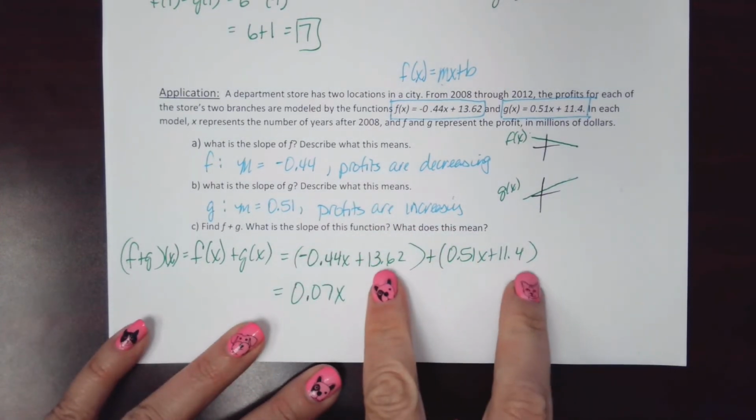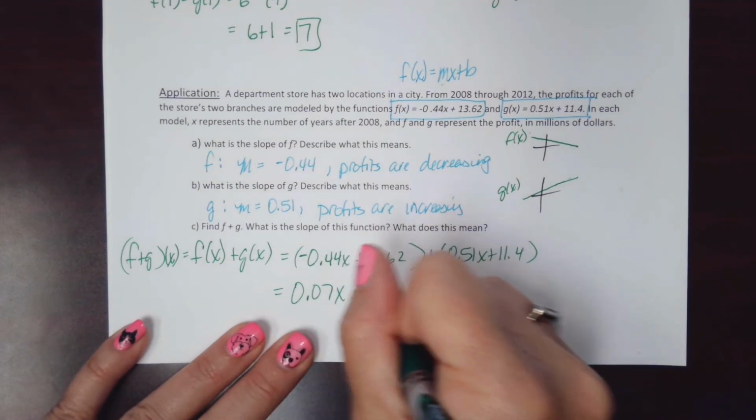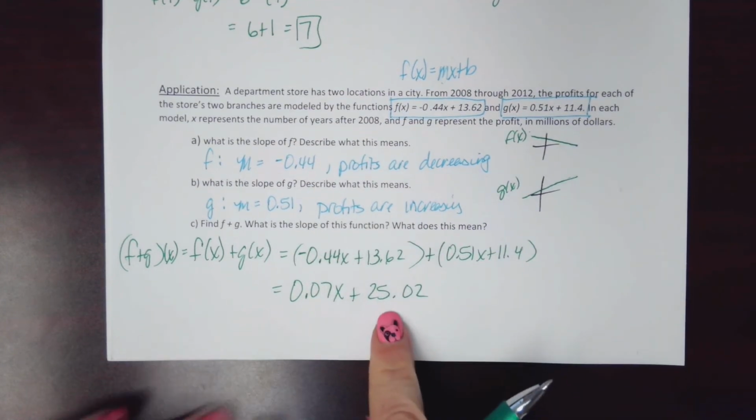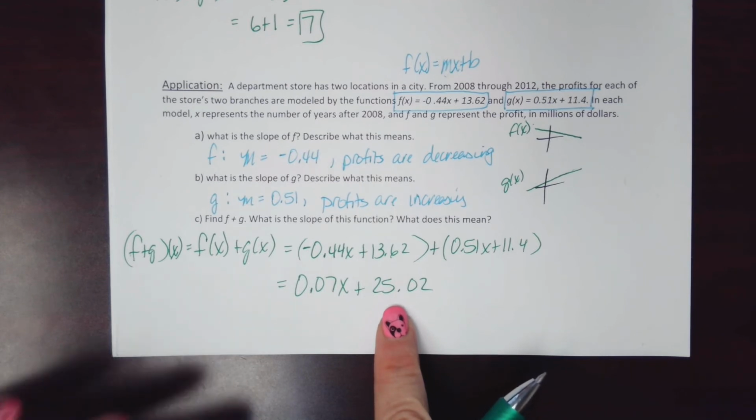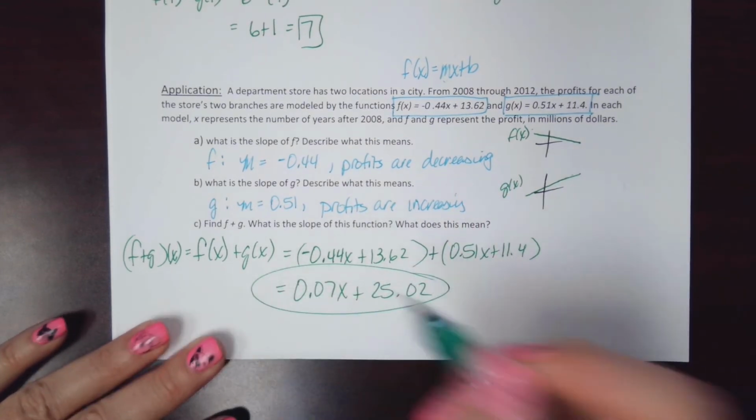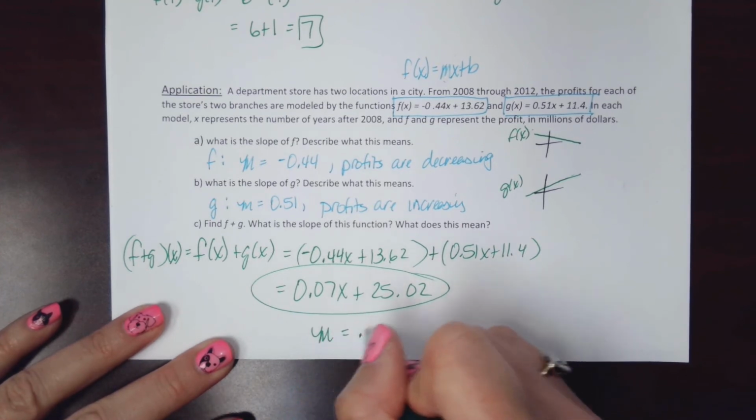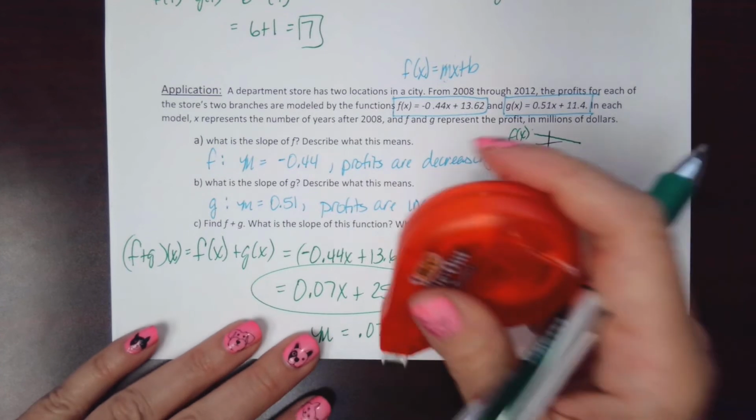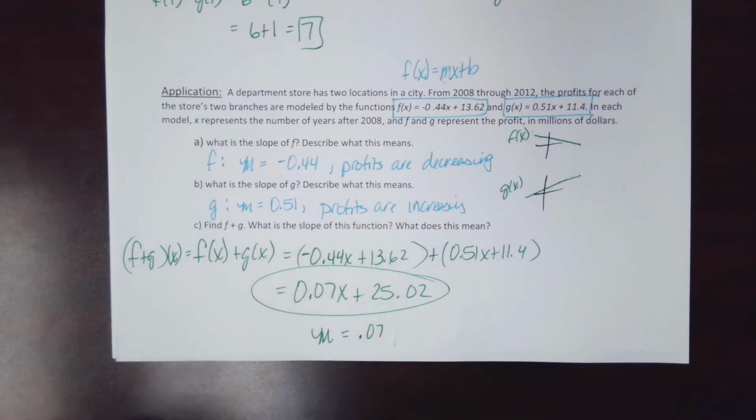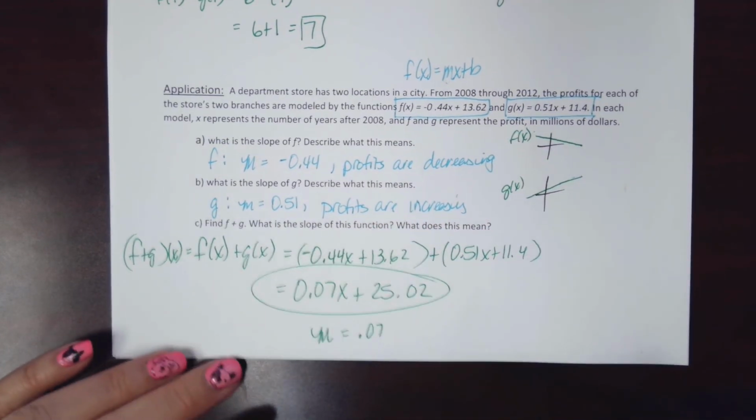And then I add these 2 together, and I see that for combined profits, my baseline, my y-intercept, would be 25.02. So the slope of this function is positive 0.07, and I started to put an x there. Slope does not have an x. Slope is just a positive 0.07. So what does that mean?